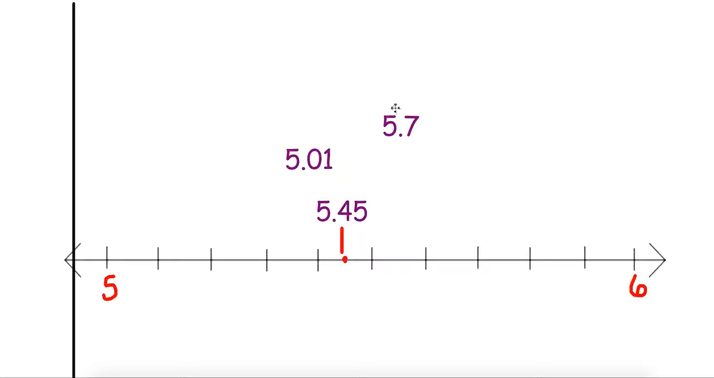Let's do 5.7 next. That one seems pretty straightforward. So starting at 5, 1, 2, 3, 4, 5, 6, 7 would be right there. This next one's tricky because most people want to put this at 5.1, which would be right there. However, this is 5.01, so I start at 5. I'm still at 0, and I'm a little tiny bit over. So 5.01 would be right in there.